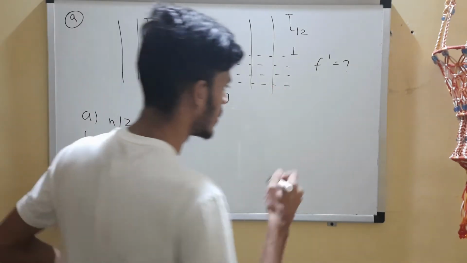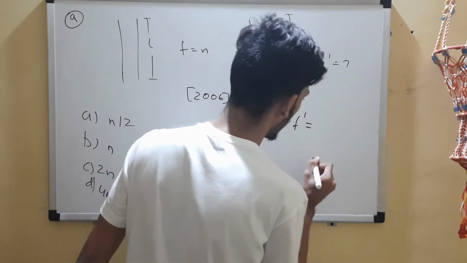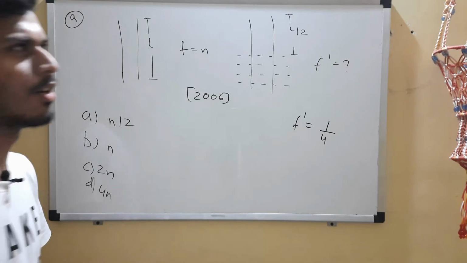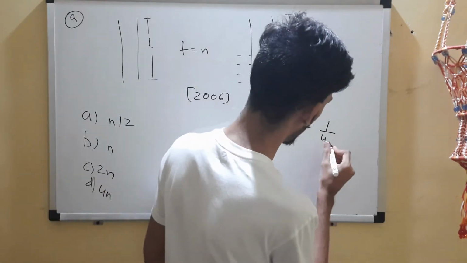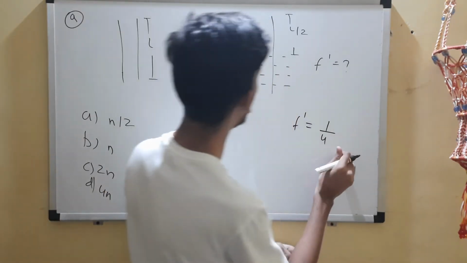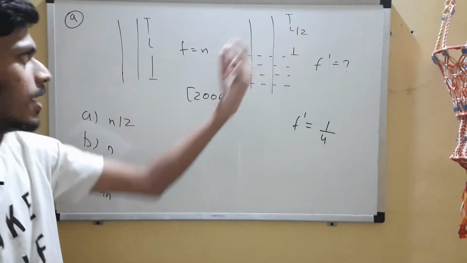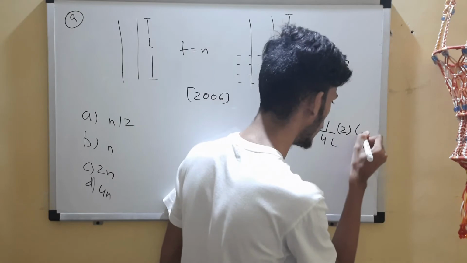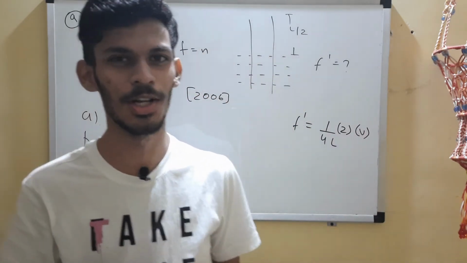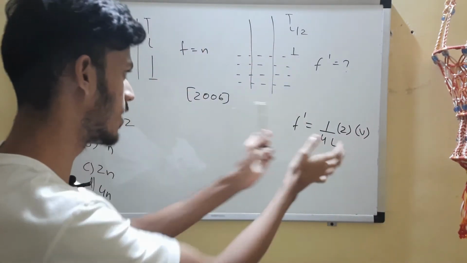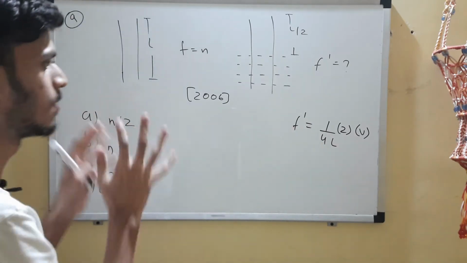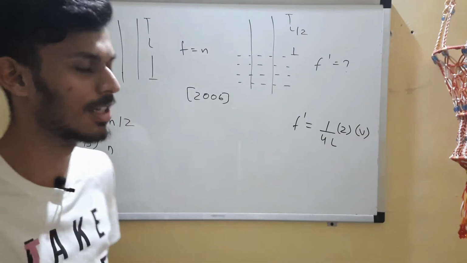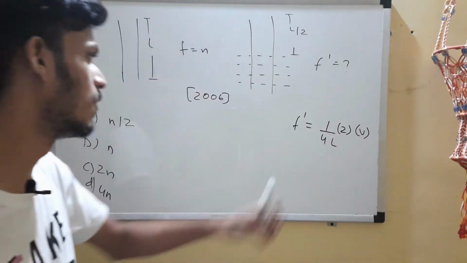So let's dive straight into it. f dash will be given as 1 by 4L into V. This is the formula for frequency of a closed organ pipe. Now what is the length of this pipe? It is L by 2, right? So L by 2 goes on top, into V. The speed is of course not going to change, whether you consider this case or this case. Speed depends on the medium, and the medium does not change.